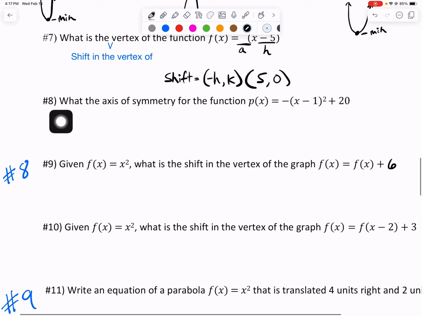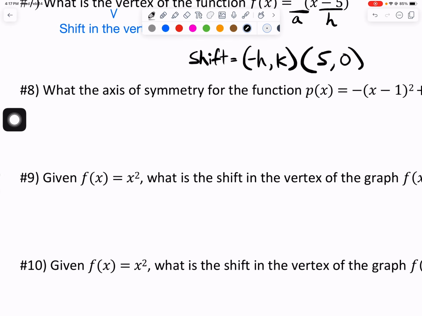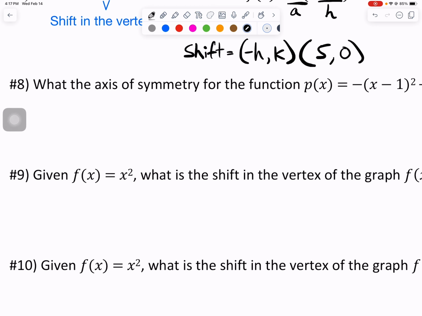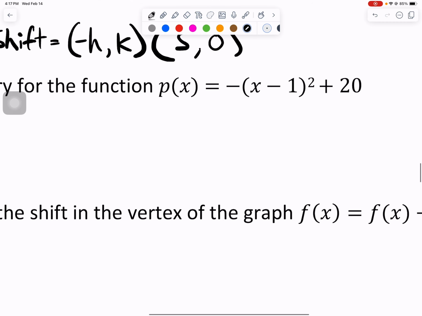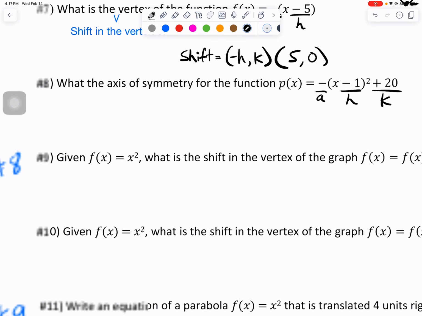Wonderful. Number 8, what's the axis of symmetry for the function p of x equals negative, x minus 1, squared, plus 20? Let's go ahead and find the vertex. When we're given the quadratic function in vertex form, if we're going from the function to a shift or to the vertex, that h is just going to flip-flop. So let's identify. Our a value is negative 1. Our h value is negative 1. And our plus 20 is our k value.